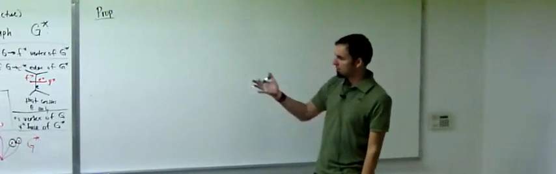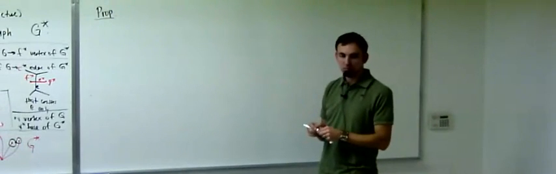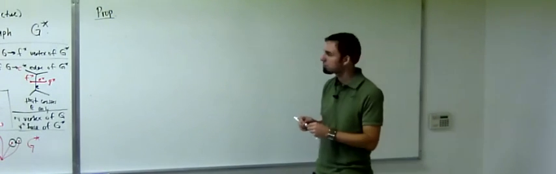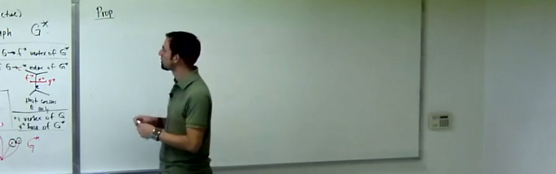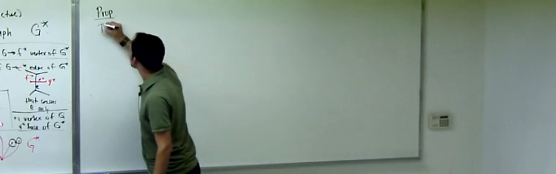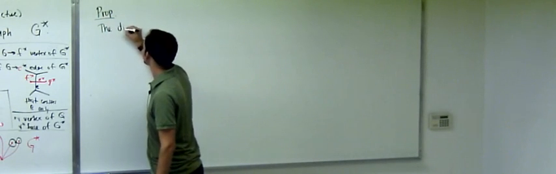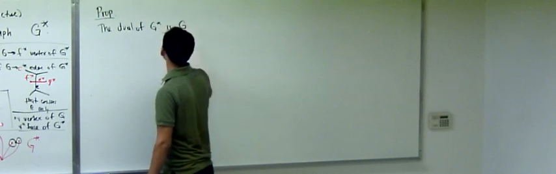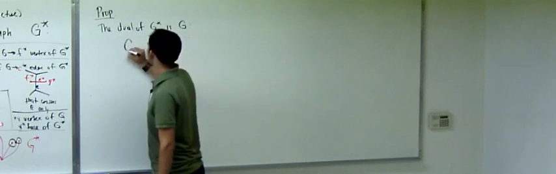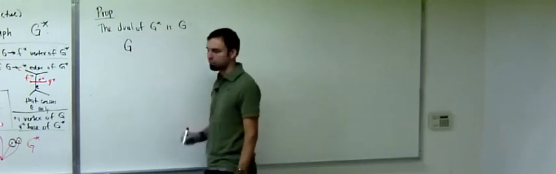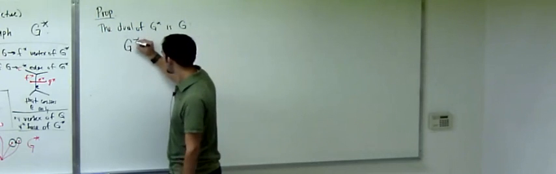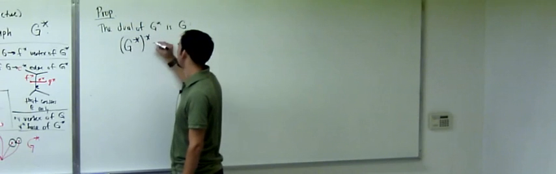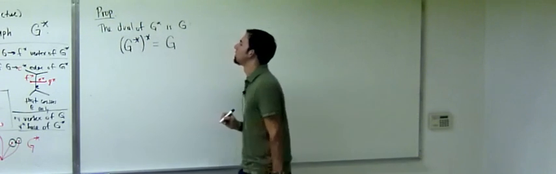What's the dual map of the red map? Almost by definition, it's the black one. So if the dual of G star is G. In other words, if you take a graph, take its dual, and then take the dual of that, G will serve you.